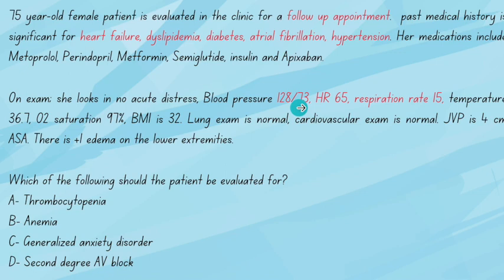So thrombocytopenia, we don't usually evaluate patients with AFib and on apixaban for thrombocytopenia. This is not something common, and also we don't evaluate them for anemia.